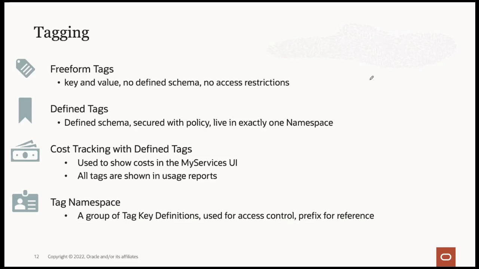And then the last thing on this slide is you have tag namespaces, and this allows you to group defined tags for access control. So you can think of the tag namespace as a container for a set of keys. And it's usually best practice to create at least 2 tag namespaces. So having one for everyone and then maybe one restricted for cost tracking.